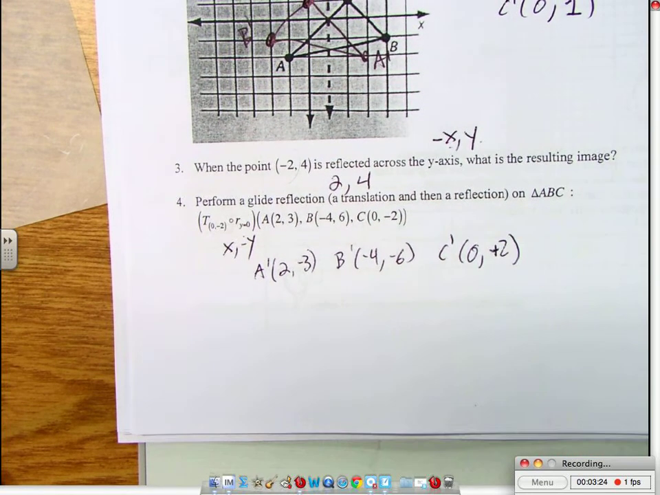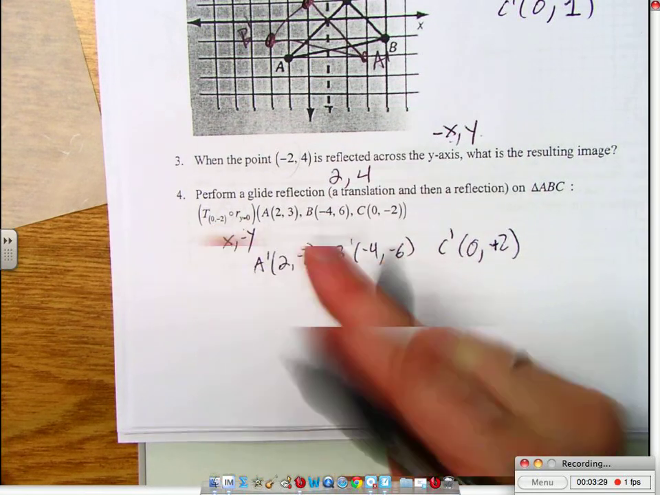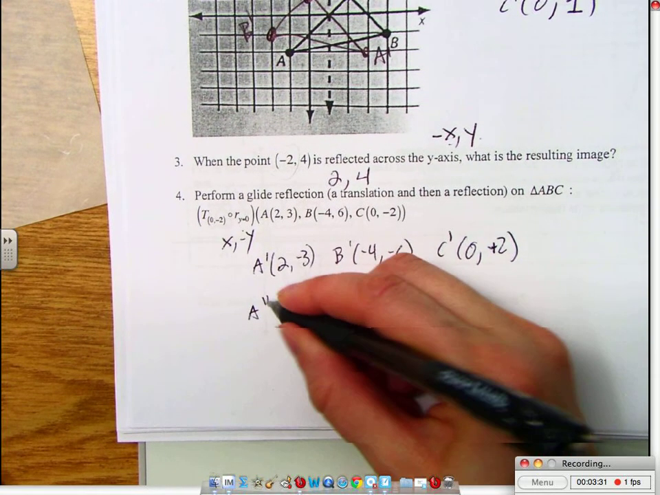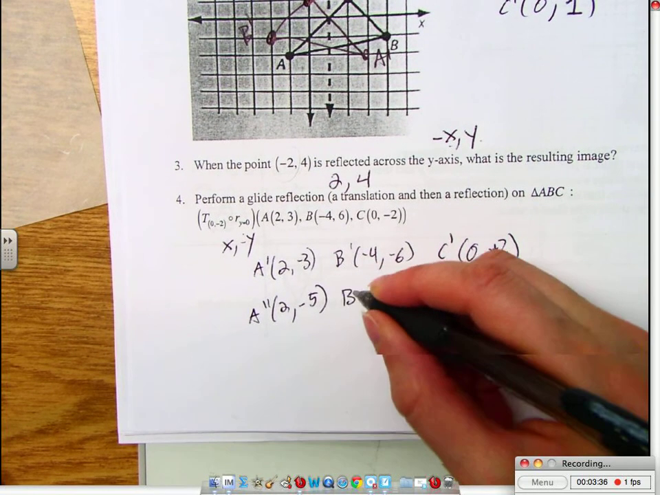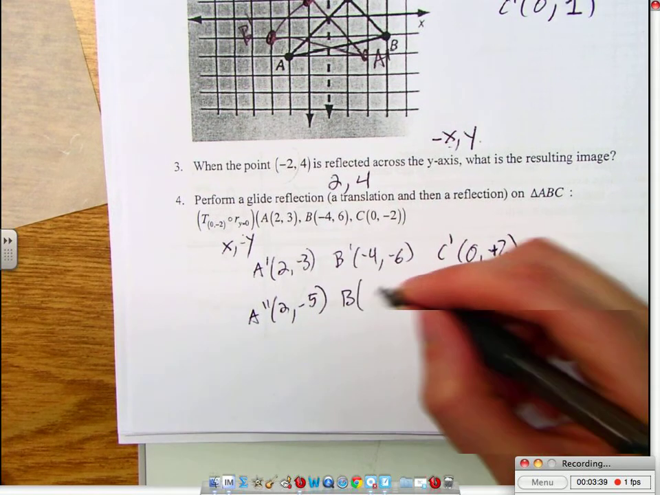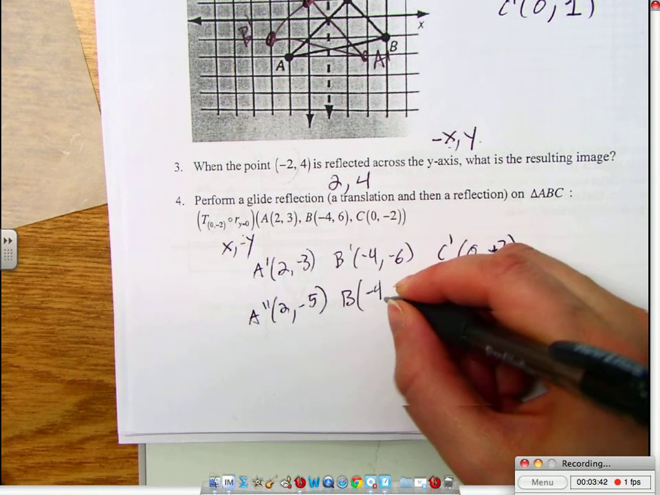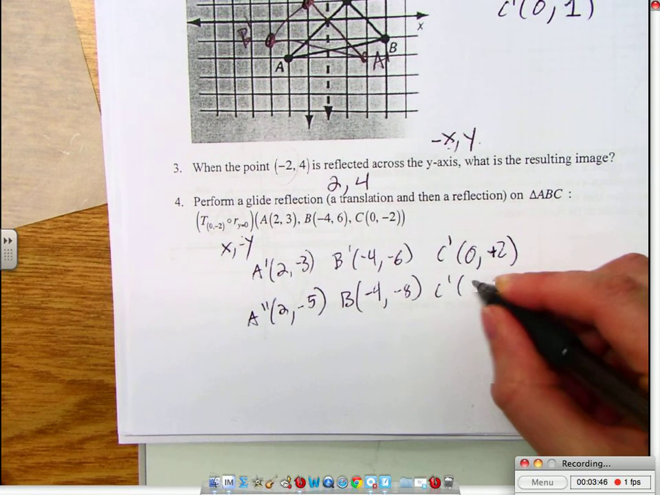Okay, next I'm just subtracting 2 from the y. So that becomes A double prime is 2, negative 5. B is negative 4, negative 8, right? And C is 0, 0.